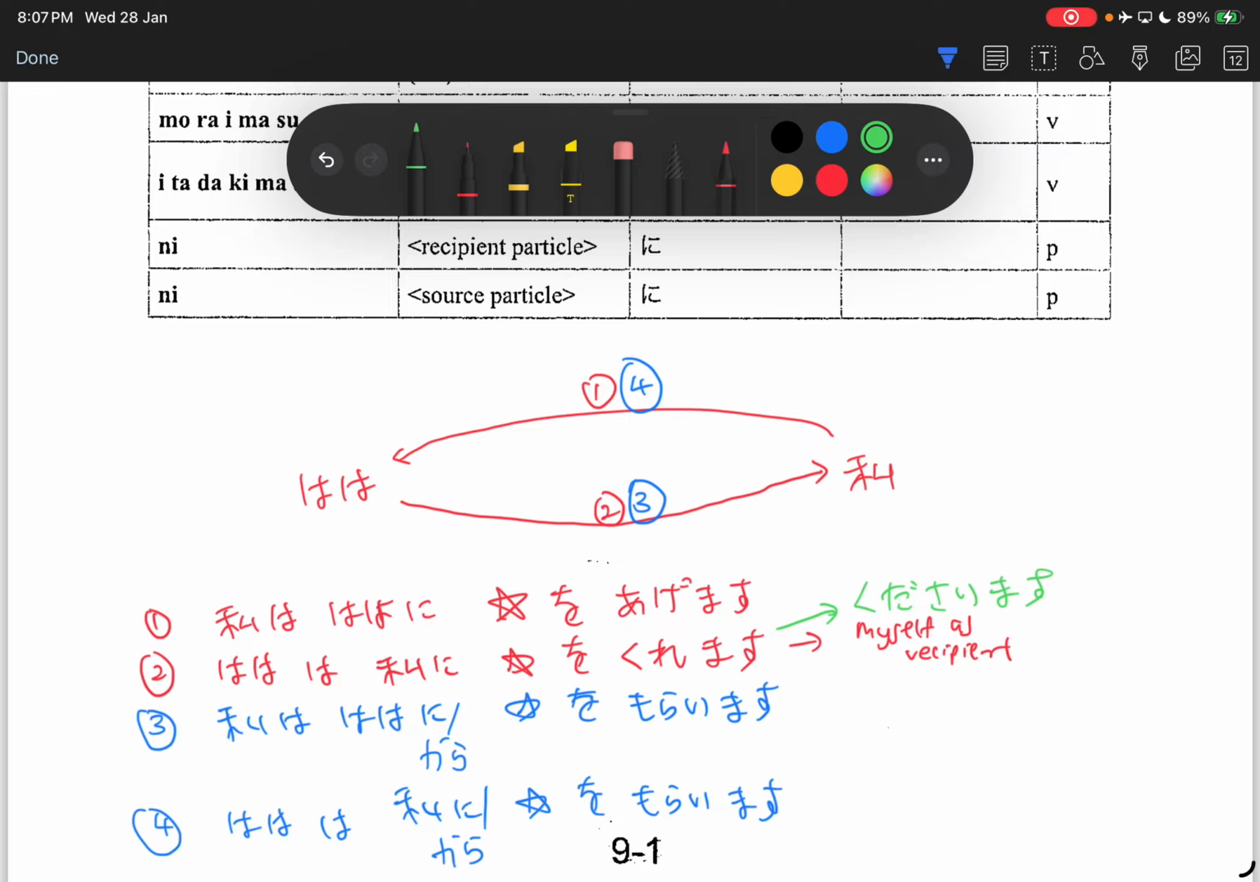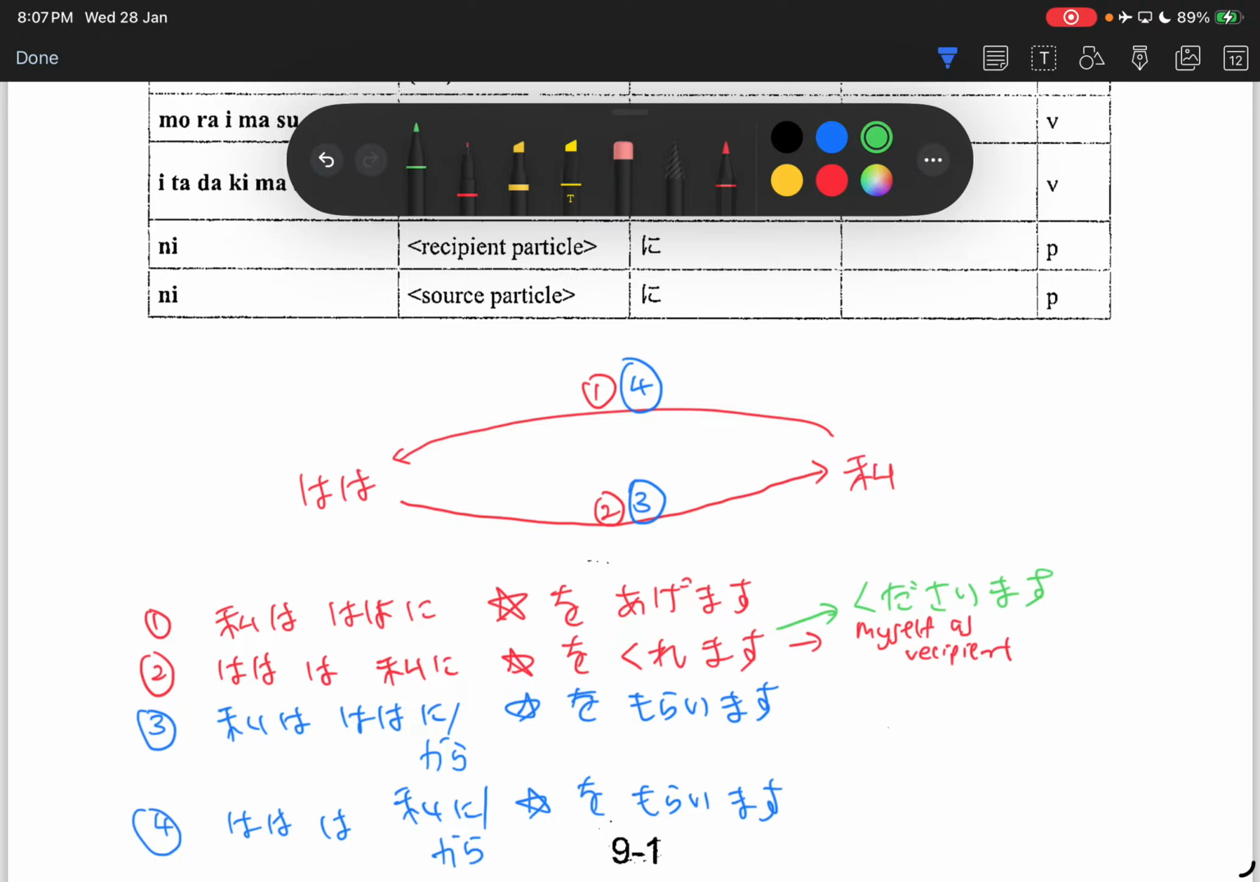If it's a normal person, like I give you, I mean I'm Sensei lah, but if you don't respect me, you can use kuremasu. But kuremasu is also polite, right? So still okay. But kudasaimasu is really when a person of very high status gives you something and you want to show respect, then you can say kudasaimasu.